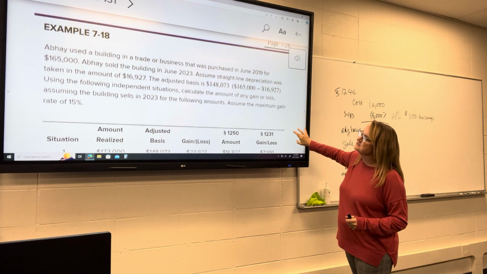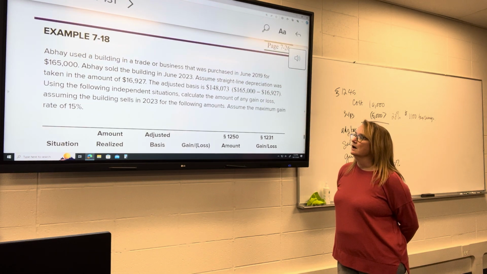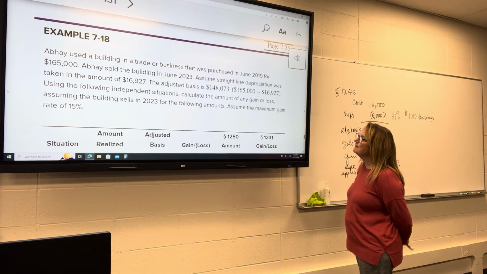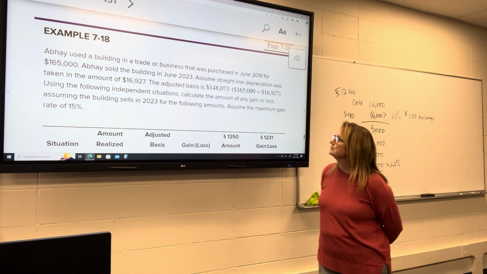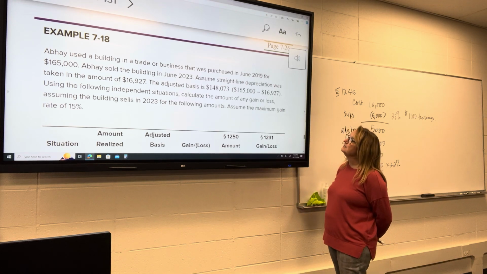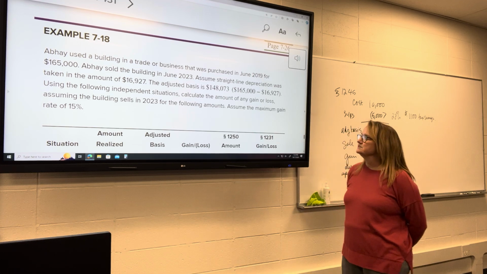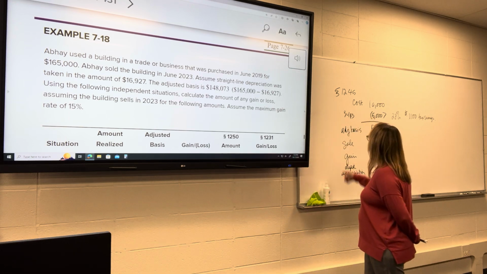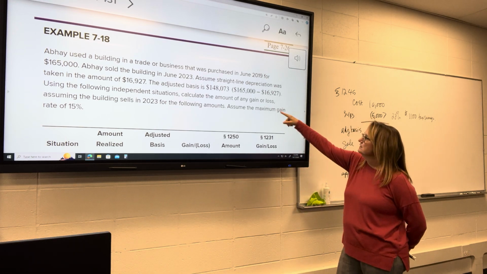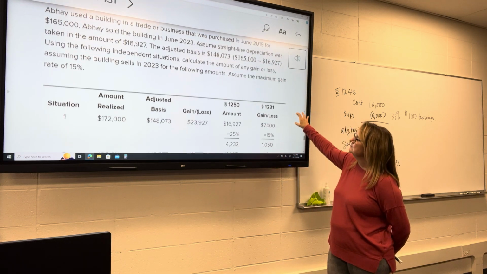So here's another example here. Abe used a building in a trade or business, purchased 2019 for 165, sold the building June 2023. Straight line depreciation, of course, because it's a building, $16,927 of depreciation. So the adjusted basis 148,073. That calculation there. So independent situations, calculate the amount of any gain or loss.